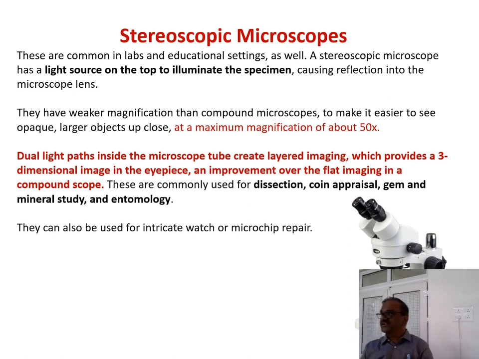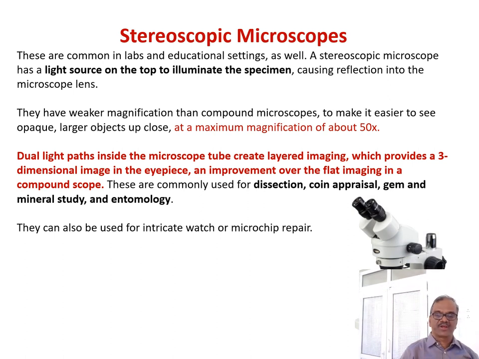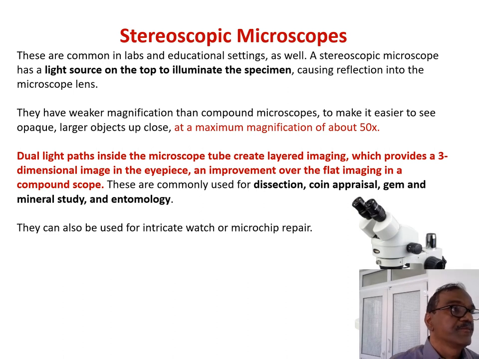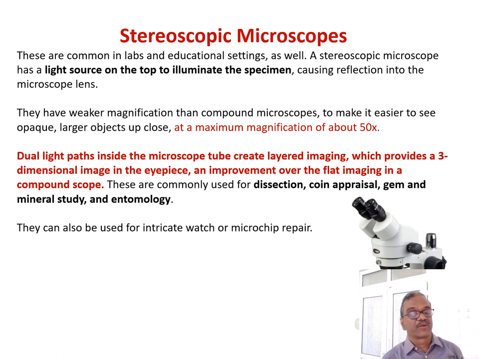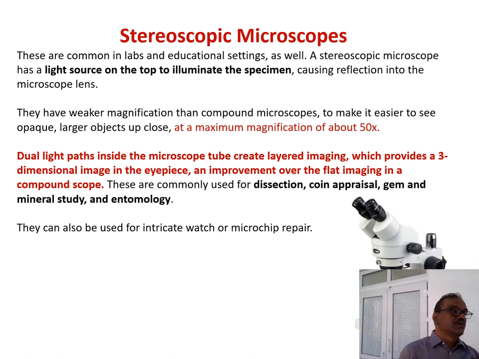Okay. So for dissection, you can keep the specimen in a petri plate and dissect the eyes or any of the things for insects, or if you are dissecting a particular worm or a bacteria, you can easily take a pollen of a flower, dissect it and observe under the microscope. So it is used for dissection, even for coin appraisal or gem mineral study. In geology, microscopes are used in plenty to study the structure of minerals. Okay, and also in entomology, to study insects. Okay, and so generally, if you go to a shop where wristwatches are getting repaired, what are they doing?